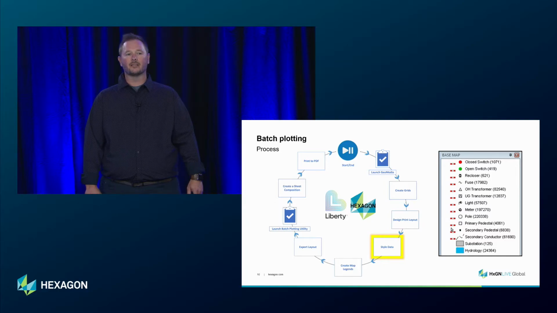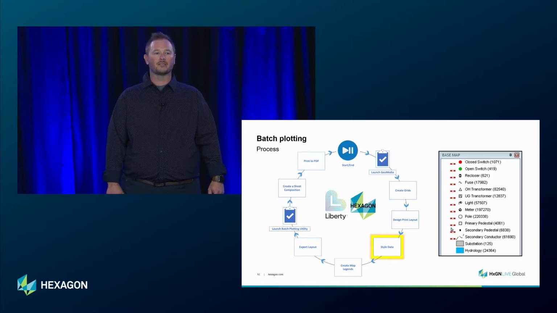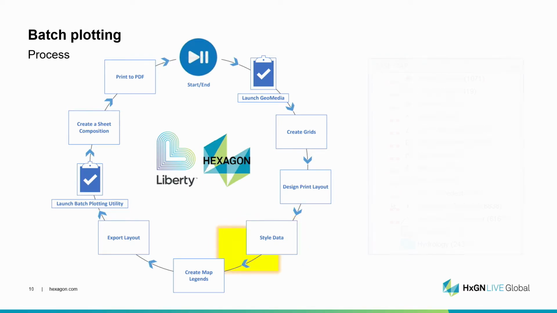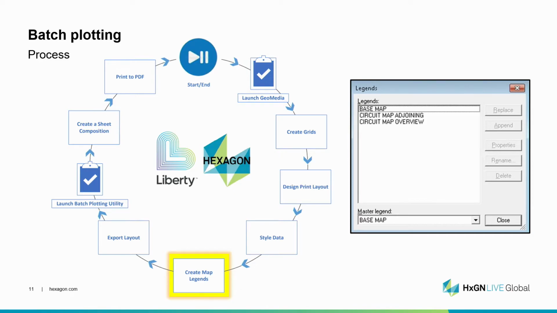Now we move to styling the data. Now that you have your print layout ready, you can begin to query and style your data. Keep in mind to set your map scale the same as the scale you chose in the print layout. This will ensure the map appears correctly when printed. You'll also need to create a legend for each layout. Each layout frame that will be used in a print, query and style the data successfully.